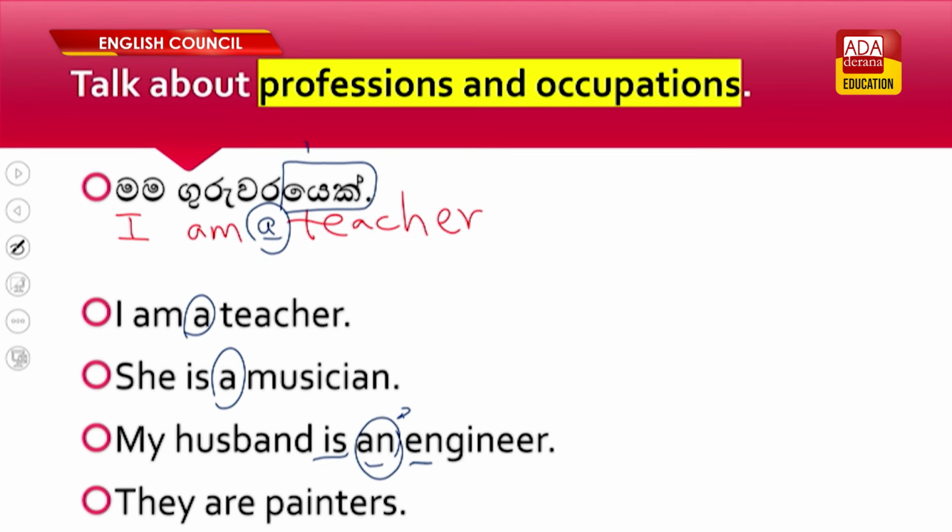Remember, it's not "engineeruwa", it's engineer. Many people make this mistake. I think this comes from the Sinhala pronunciation of engineeruwa. We are so used to engineeruwa and we say engineer. No, it's not engineer, it's engineer. My husband is an engineer. But yes, if your husband or someone else, a relative of yours, is an engineer, you can say engineer.